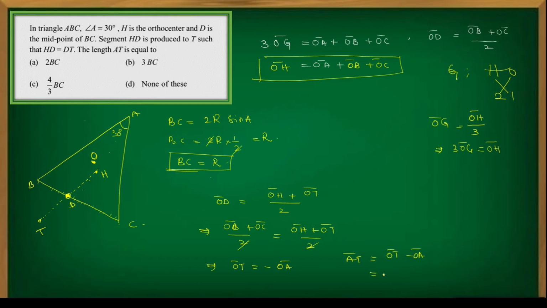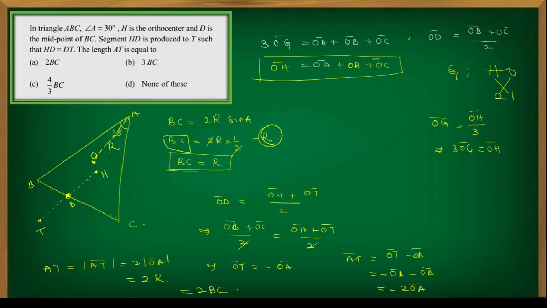Now OT is minus OA, again minus OA, which is minus 2 OA. So therefore, the distance AT means the magnitude of the vector AT bar, which is nothing but the magnitude of 2 mod OA bar. Now what is OA bar? The distance between the circumcenter and the vertex is capital R. So this is equal to 2 into capital R. But what is the capital R? It is BC. So therefore this is 2BC. So AT is equal to 2BC.